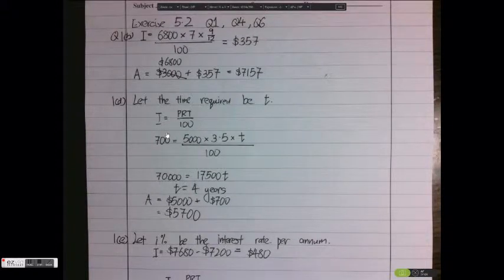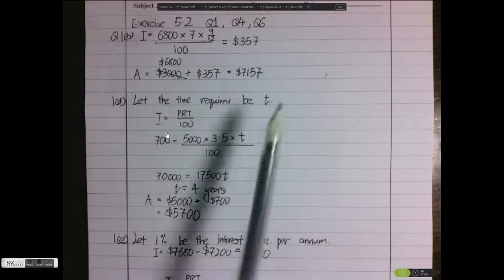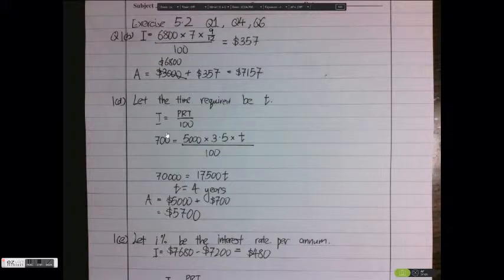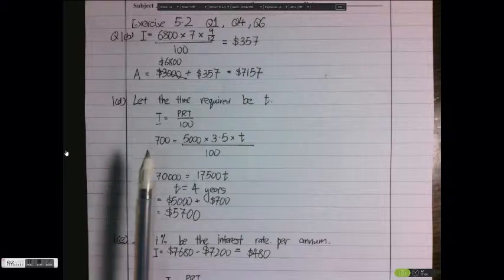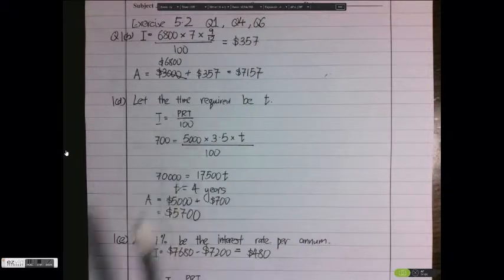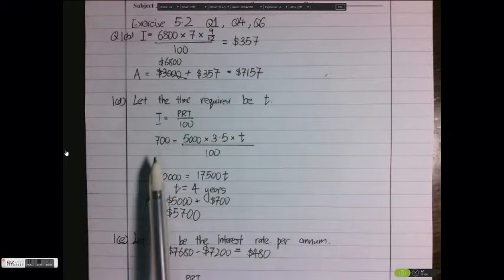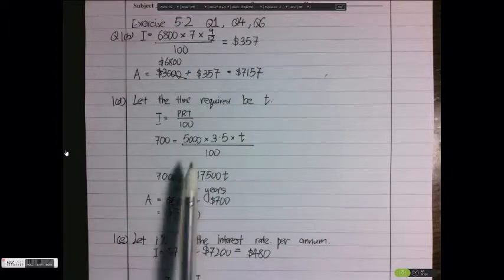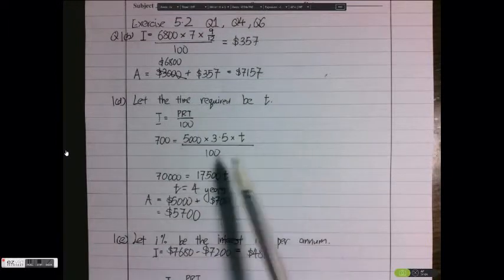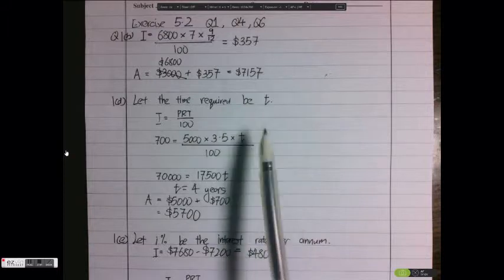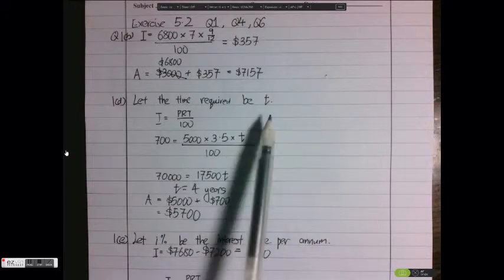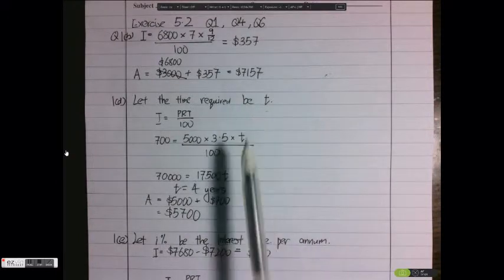For question 1d, we try to find the time. So you can let the required time be t. You want to use small t, you want to use big T, up to you. You want to use a T-bag also? No, you can't use a tea bag here. I equals PRT over 100. My interest is 700. My principal from the question is 5,000. The rate of interest is 3.5. My time is, as defined here, small t, divided by 100.